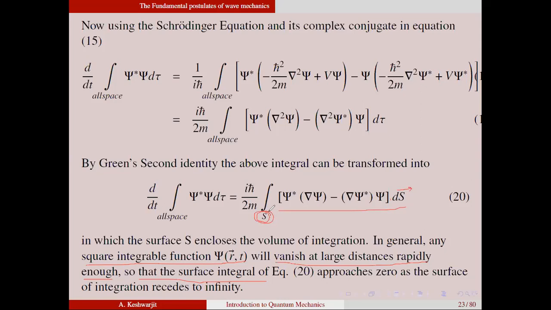And what is this surface? It is a huge surface whose radius tends to infinity. So at infinity, this psi star and this psi tend to 0. This expression is calculated at infinity, and at infinity psi star is 0 and psi is 0, therefore the integration of 0 is 0. Therefore, this right hand side is 0. So in general, any square integrable function psi(r,t) will vanish at large distances rapidly enough so that the surface integral approaches 0 as the surface of integration recedes to infinity.